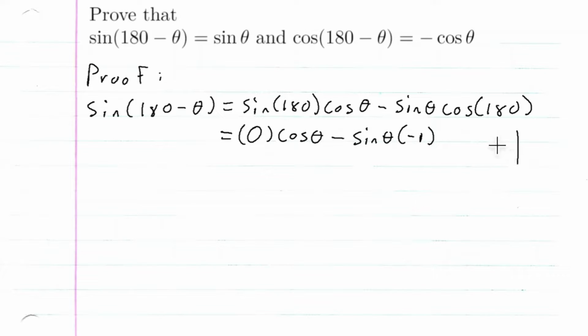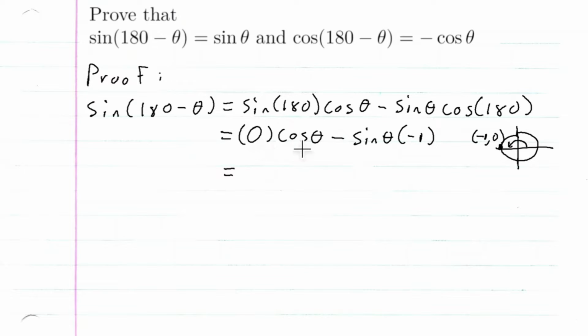If you don't remember, I can draw the unit circle really quick. So this point right here represents the 180, and I know this point here on the unit circle is the point negative 1, 0. And remember, the x-coordinate corresponds with the cosine, and the y-coordinate corresponds with the sine. So I can see that cosine of 180 will be negative 1, and sine of 180 will be 0.